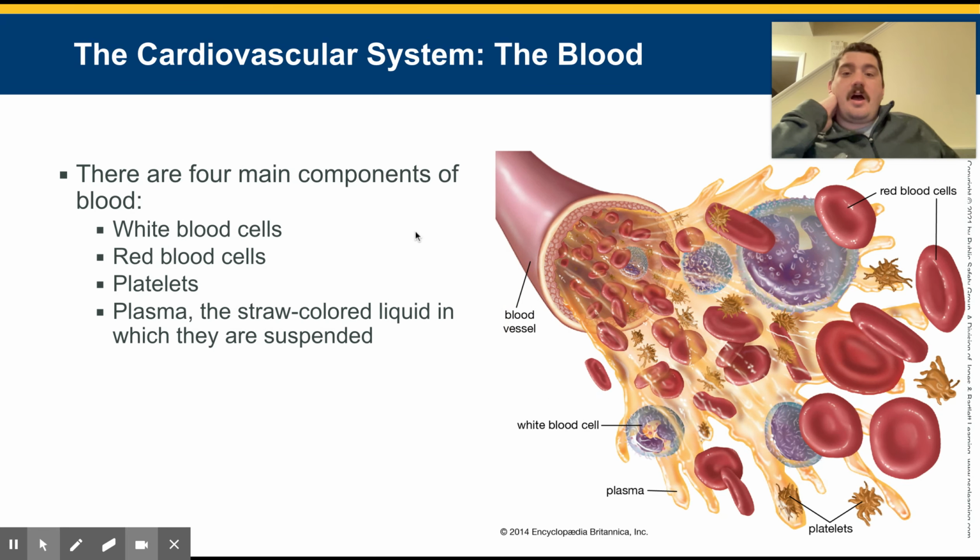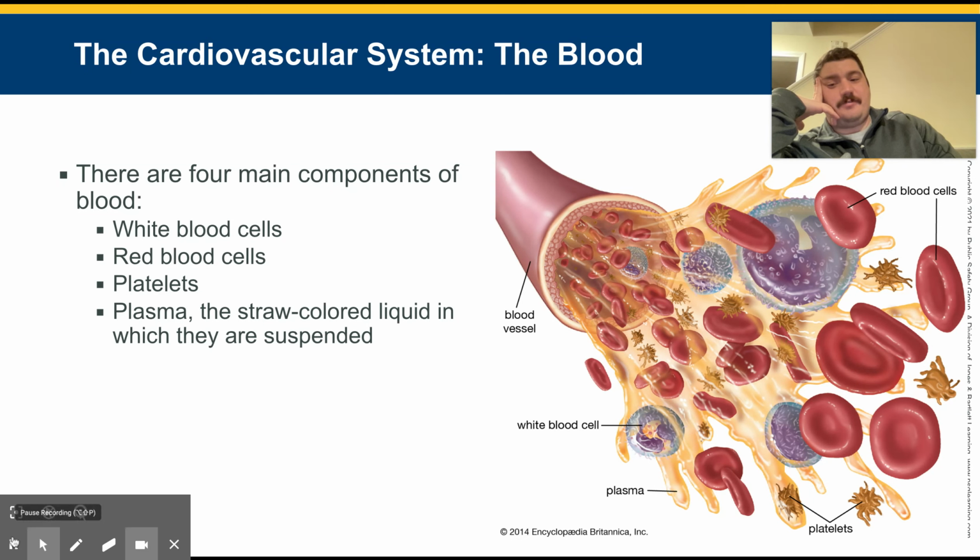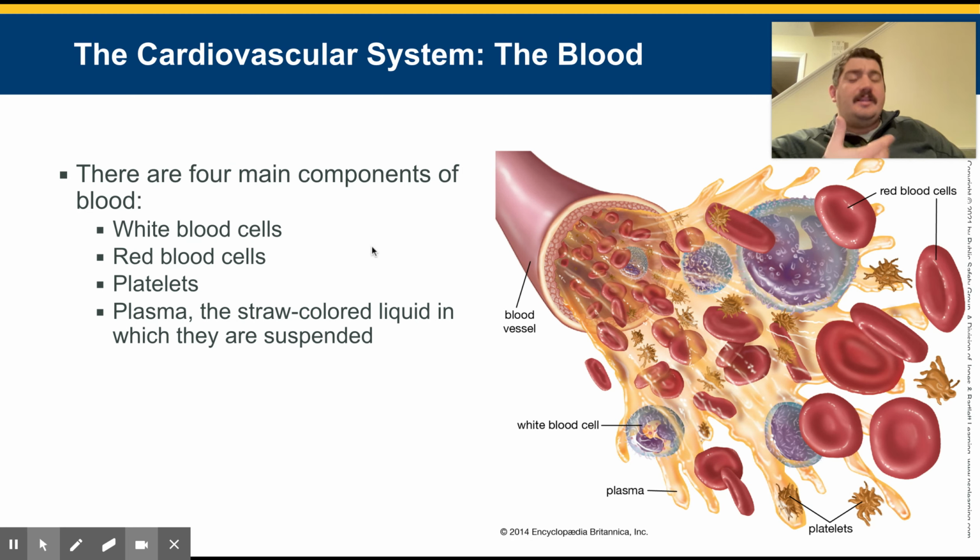Awesome. All right, so now the last part to talk about here is blood. So there are four main components of blood. All right, first, I'm actually going to start from the bottom here, and that's going to be plasma. Your plasma is actually the liquid which suspends all the stuff. So again, the plasma is mostly liquid, mostly water, where all the stuff is suspended in your blood.